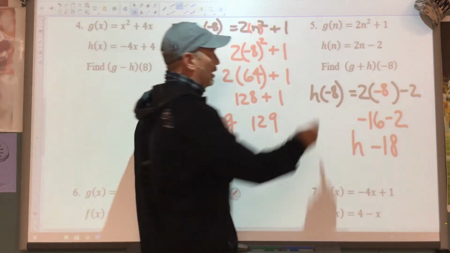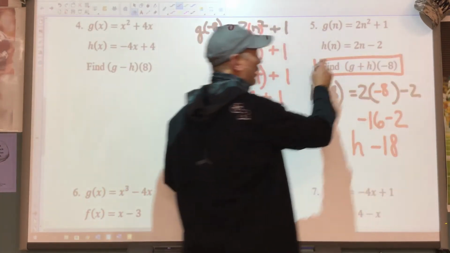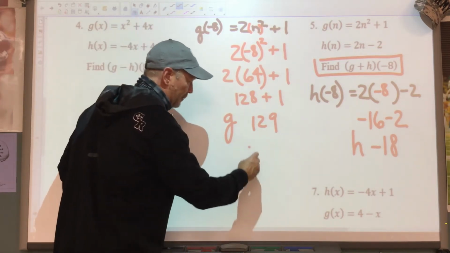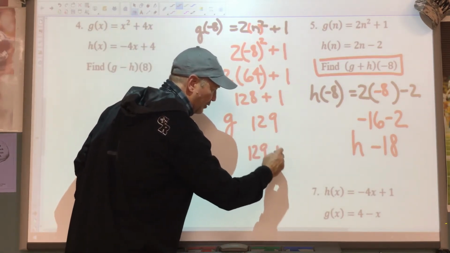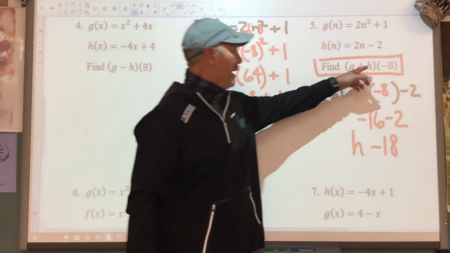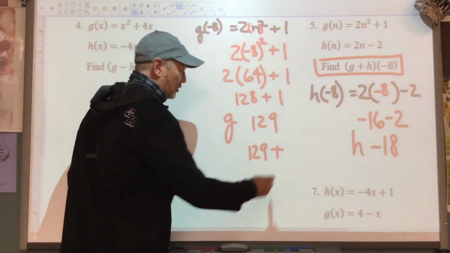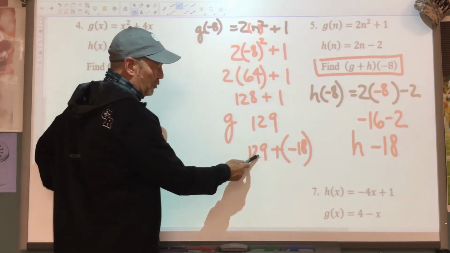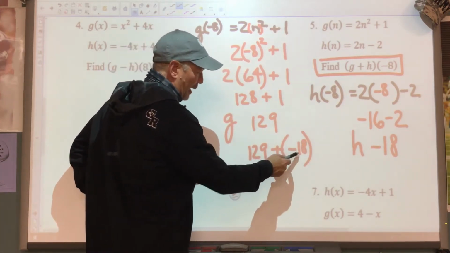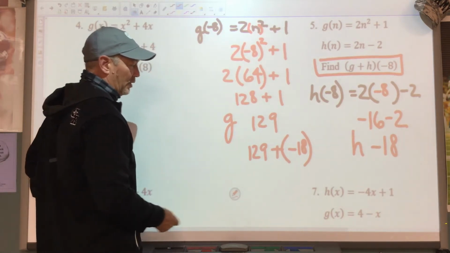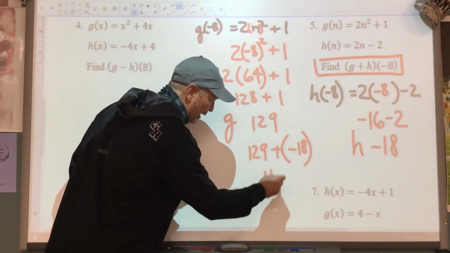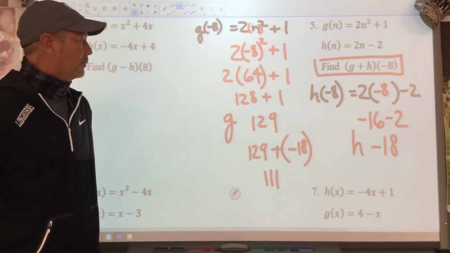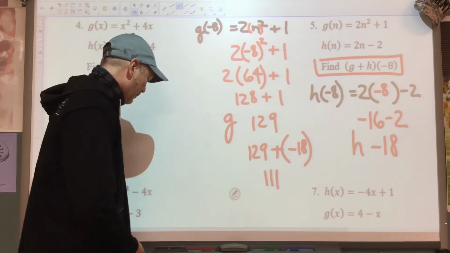What are they asking us to do? They're going to take your g answer, which is 129, and they're asking you to add it to your h function value, which is a negative 18. 129 minus 18 is going to leave us with 111 is our final answer. Okay? Got it? Moving on to number 7.